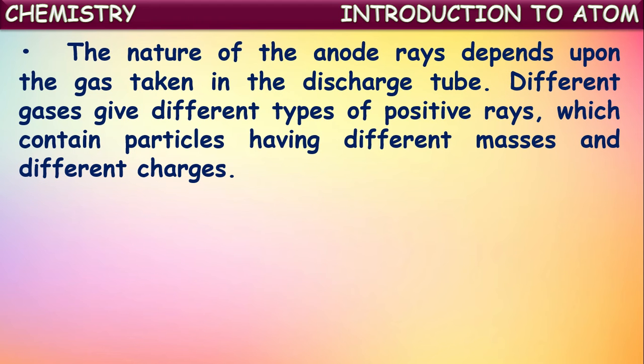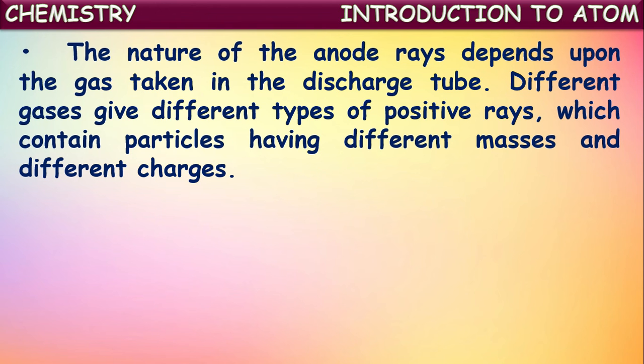The nature of anode rays depends upon the gas taken in the discharge tube. Here is one of the important points about anode rays, where they differ from cathode rays. The nature of cathode rays is independent of the gas taken in the discharge tube. That means whatever the gas you take in the discharge tube, on applying high voltage current, cathode rays are produced from all the gases. The properties of cathode rays produced from all the gases are the same. Those cathode rays are considered as electrons, isn't it?